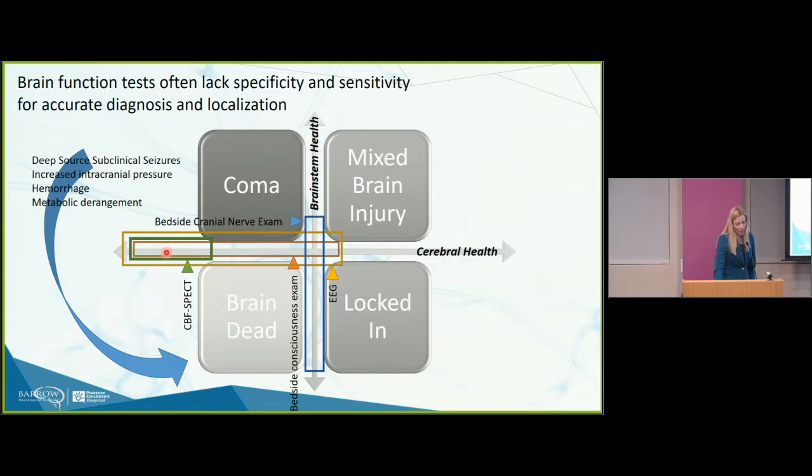So to confuse the matter further, in any one of these conditions, the patient can be having subclinical seizures or increased intracranial pressure or hemorrhage or metabolic derangement that, if we don't understand which condition they're in, it can be difficult to know if we need to do testing or repeat testing for any of these conditions.